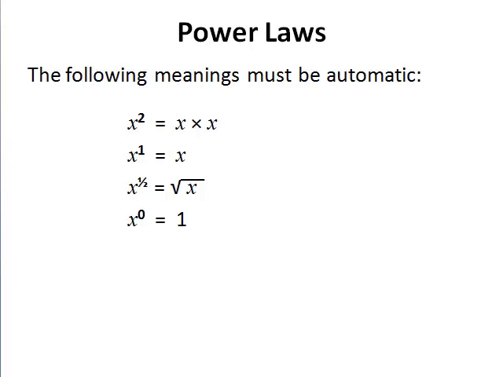And now the ones that cause the most trouble. If the power is negative, it means 1 over the positive of that number. So x to the minus 1 is not a negative number, it means 1 over x. Very important. X to the minus 1 is not a negative number, it means 1 over x. And x to the minus 2 means 1 over x to the 2.